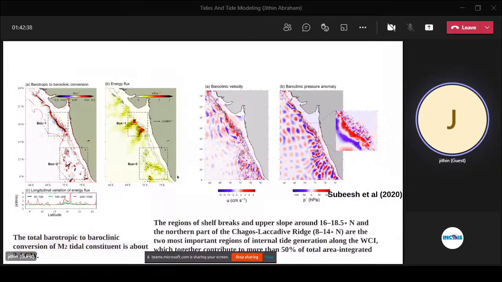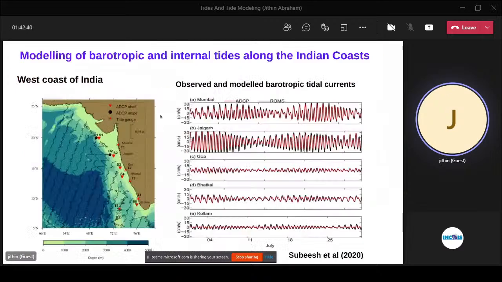I will give some recent research on internal tides and barotropic modeling conducted along the Indian coast. Along the west coast of India, the tidal currents are relatively weak in the southern part, and tides increase from the south to the north. In the off Mumbai area, the tidal currents even reach a magnitude of about 30 to 40 meters in the shelf area. The magnitude will be even larger in the near coastal areas.